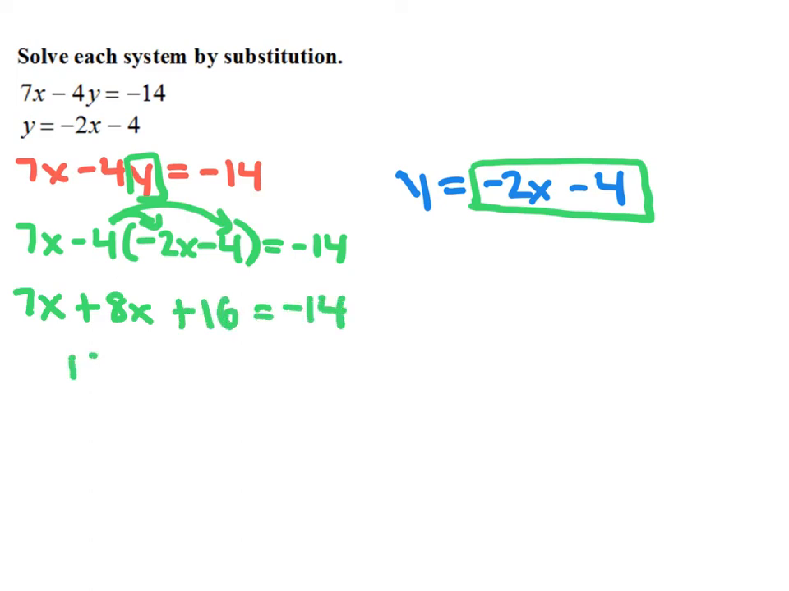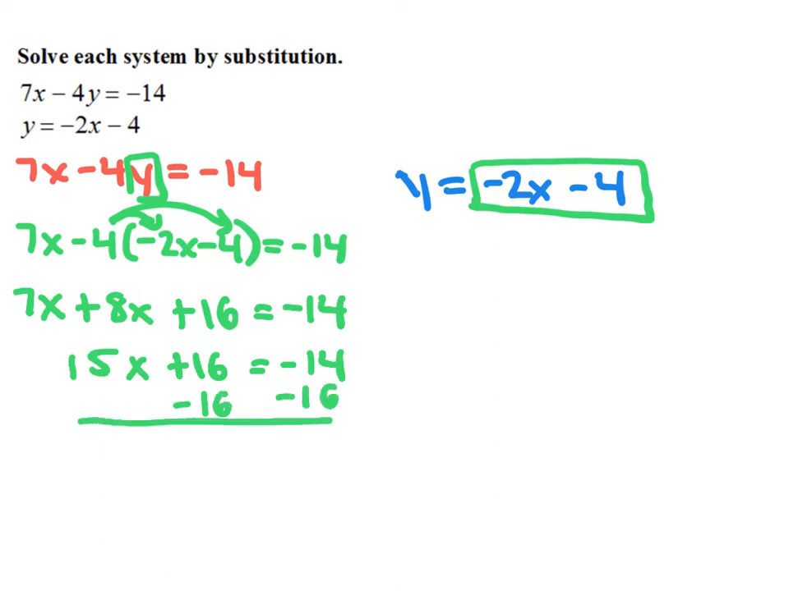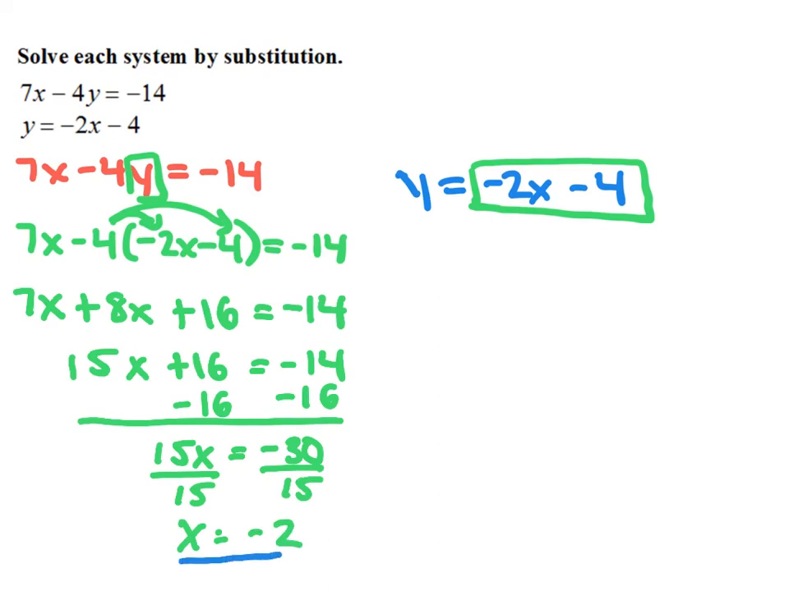Combine like terms to get 15x plus 16 equals negative 14. Subtract 16 from both sides to isolate the variable. So you'll have 15x equals negative 30. And then lastly, divide both sides by 15 to get x equals negative 2. Now that you have the value for x, you can substitute it back into the original equation.